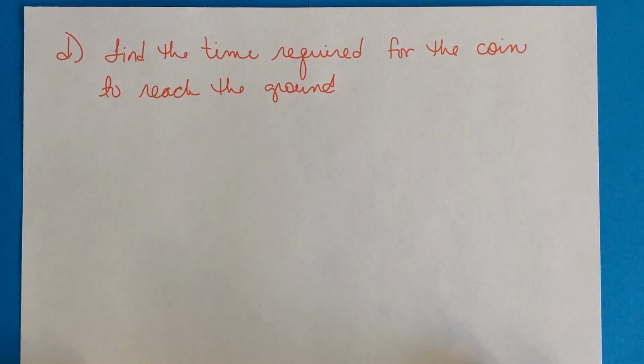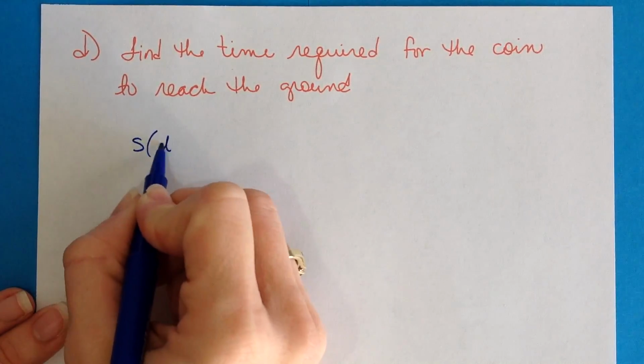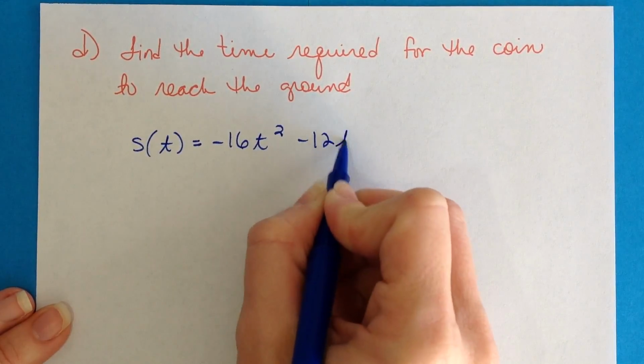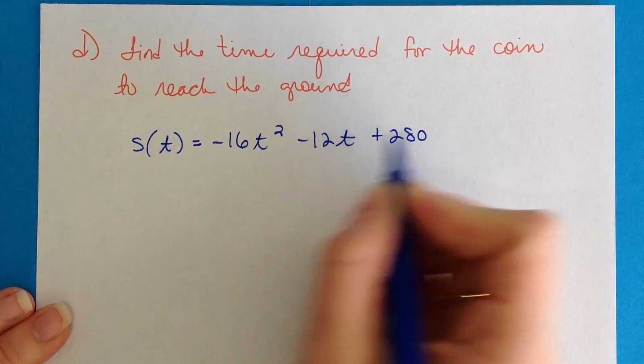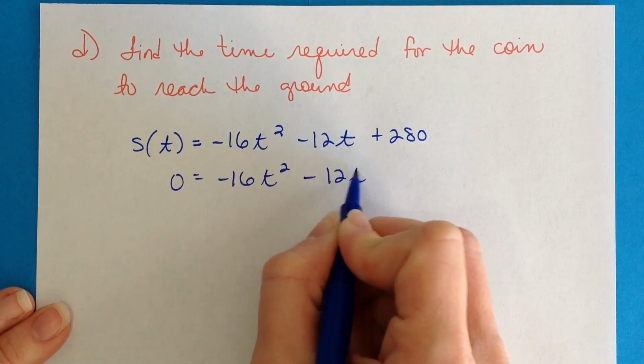You're asked to find the time required for the coin to reach the ground. All right, so this is going to require the position function, because if you're talking about when it reaches the ground, that means your position is going to be at 0. Like when you say position, that would mean the height of this ball. So when it hits the ground, there is no height. So you're going to take your position function, and like I said, you're setting this equal to 0, because that 0 is the height.